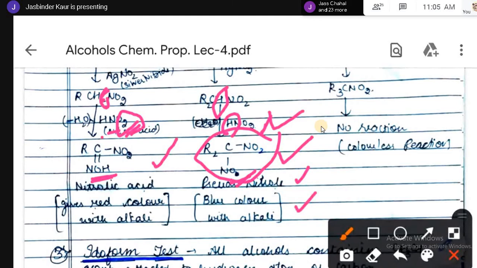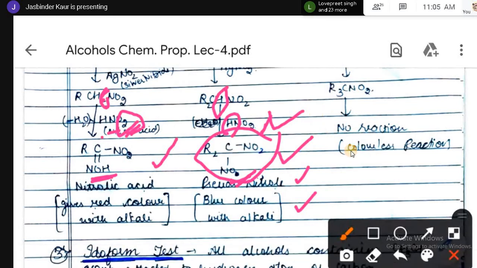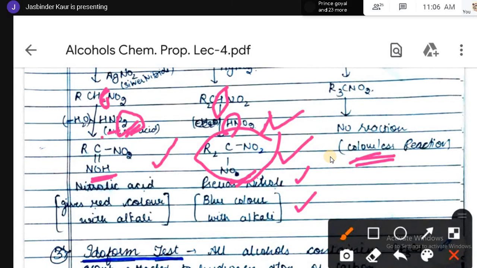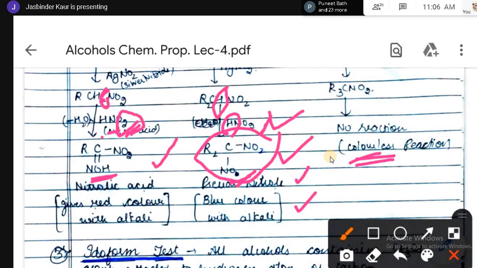And on the other hand, tertiary alcohol, when treated with nitrous acid, gives no reaction and the solution is colorless. So by this sequence of reactions, we can easily distinguish between primary, secondary, and tertiary alcohols. There are generally two tests to distinguish between them. First is Lucas test, and second is Victor Meyer's test.